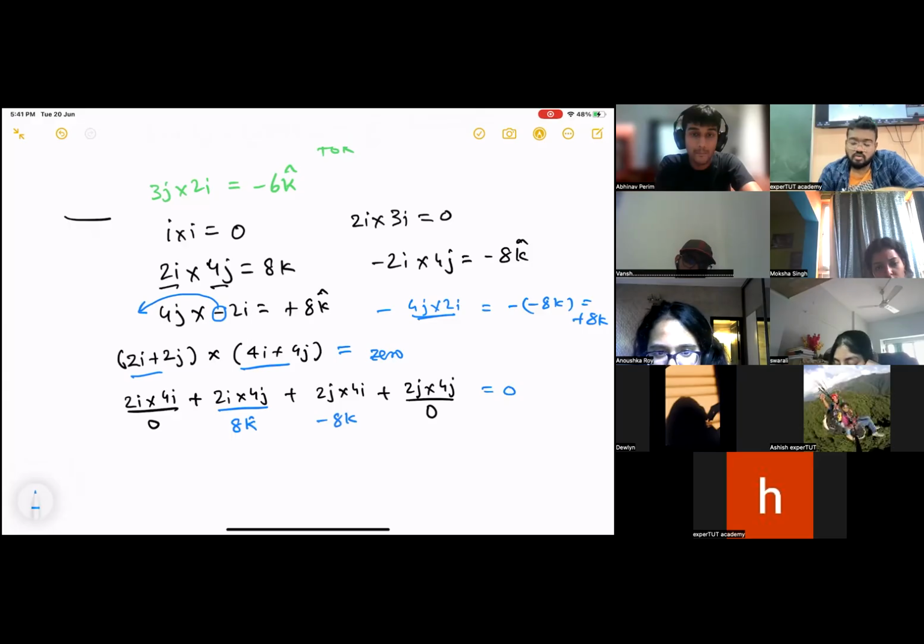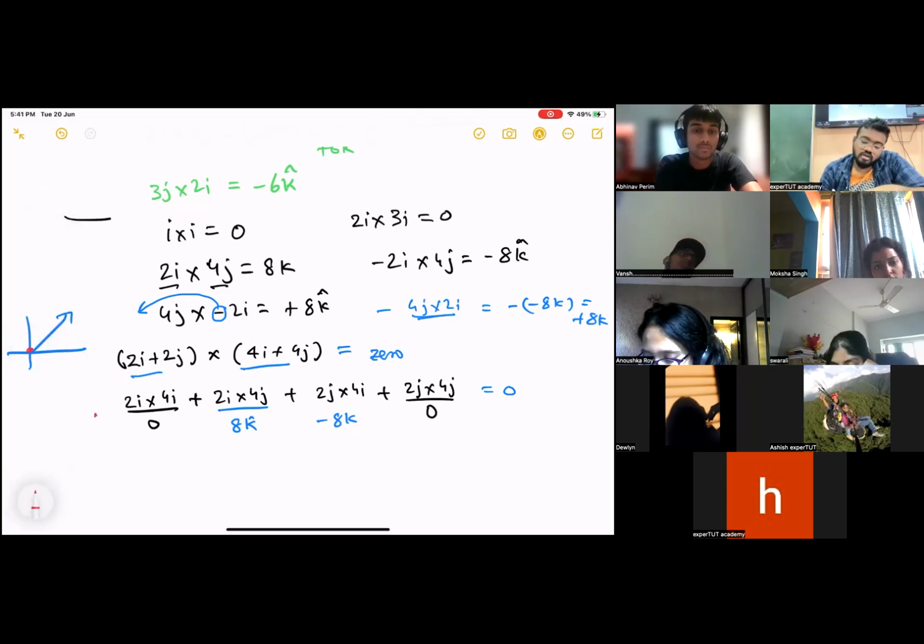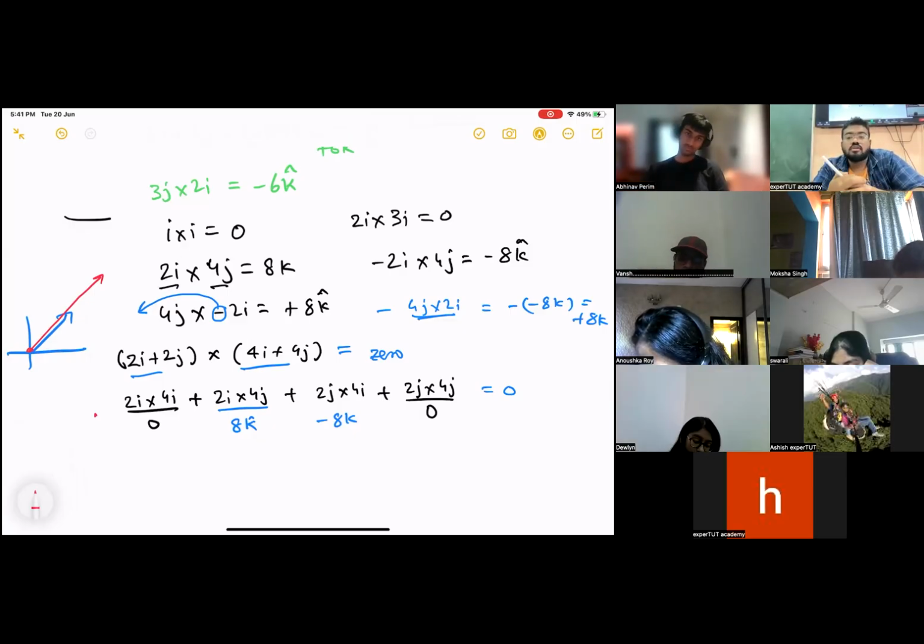Or you could have directly said 2i plus 2j is a vector which starts from 0, 0 and ends at 2, 2. And 4i plus 4j is a vector which starts at 0, 0 and ends at 4, 4. So they are in the same direction. Fine, everyone. Write it. Yes, Anushka.